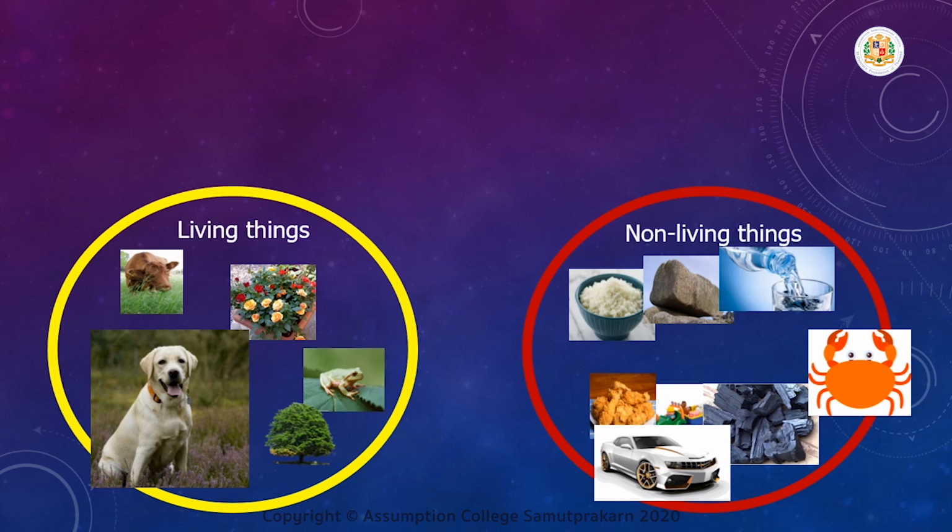Okay, if you group them like this, living and non-living things, this is called a classification. A classification means you group them because they have the same characteristics, right? And living things can move, they can eat. But non-living things cannot move by themselves and they cannot eat. Okay?